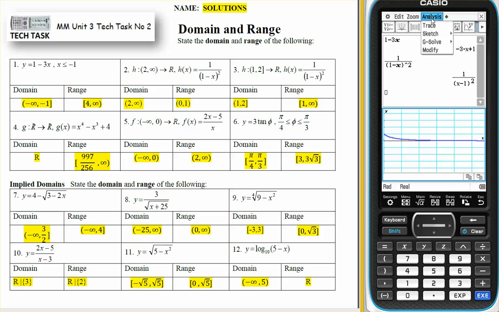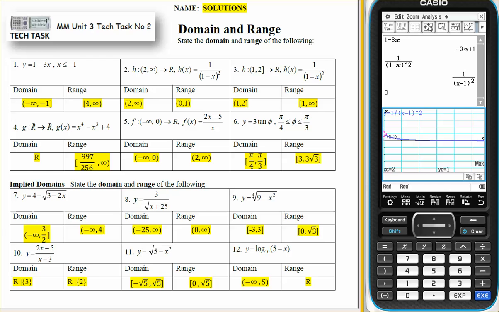And if I do analysis, G solve F max, then my largest value is 1. So that's where my 1 comes from. That's when x is approaching 2, never ever equals 2, so it has to be a curved bracket on the 0. Question number 3 is the same one except a different domain.